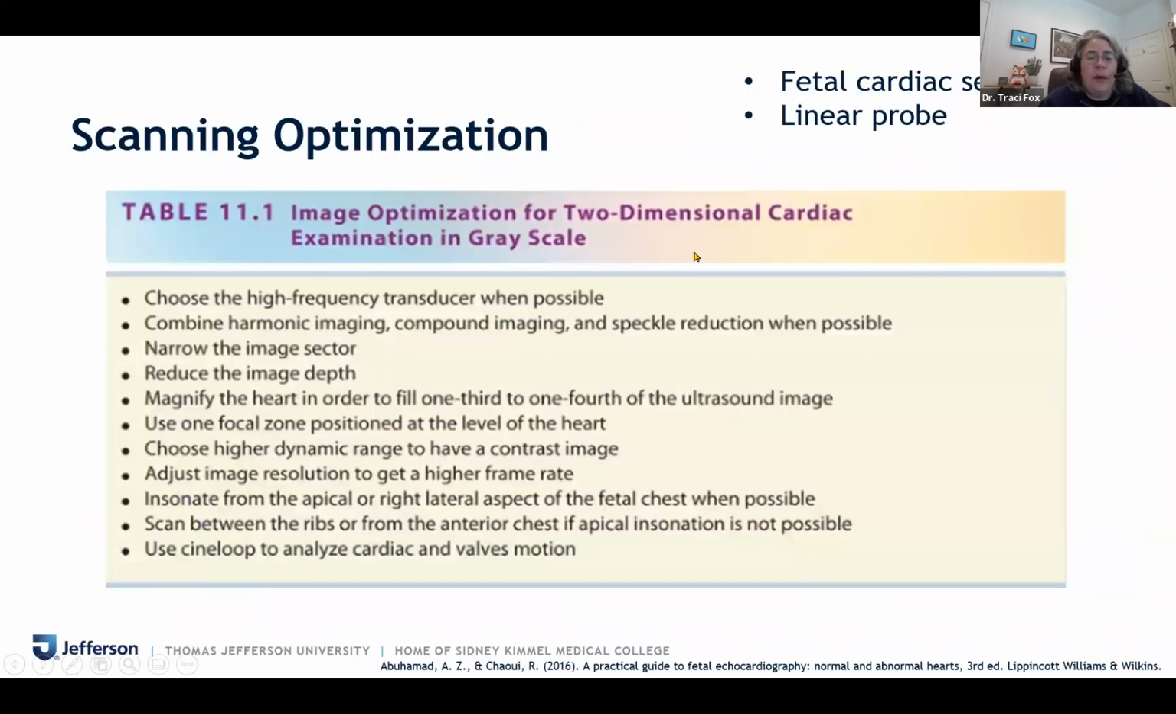In the Abuhamad book, which is my favorite fetal echo book, and I have, I think, 3 or 4 of them, they give you a table to talk about optimization. And optimization is so important because you could be using an older machine, but if you know how to optimize it, you're going to get great pictures and be able to make that diagnosis. Very important to know your equipment. Simply hitting the auto optimize button is not sufficient.